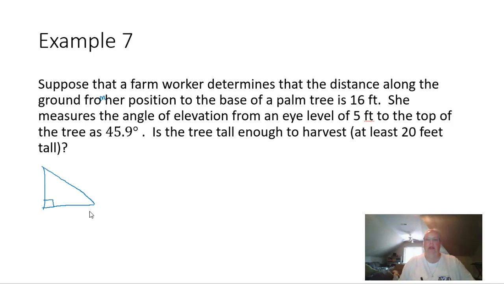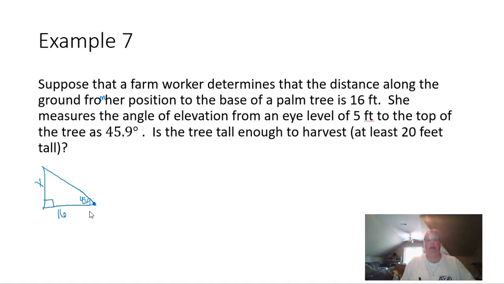All right, let's see. The distance along the ground from her position to the base of the tree is 16 feet. So that means that the farmer is going to be standing right here, because remember, this is our tree. All right, the angle of elevation, that's this angle right here, 45.9 degrees. And we need to know the height of the tree and if it's tall enough or not.